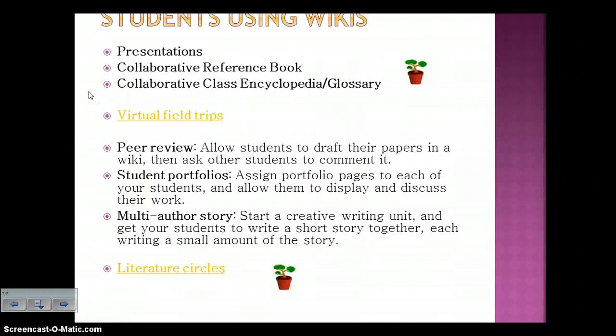So if you're exploring a topic in social studies, science, anything, they can collaboratively create a reference book, or collaborate on a class encyclopedia or glossary that they would work on throughout the entire year, where they can continue to add pages about the different topics they're learning about and add vocabulary words that they're learning.